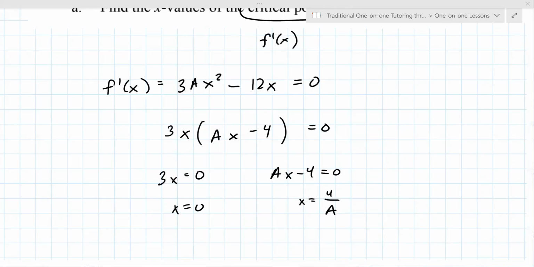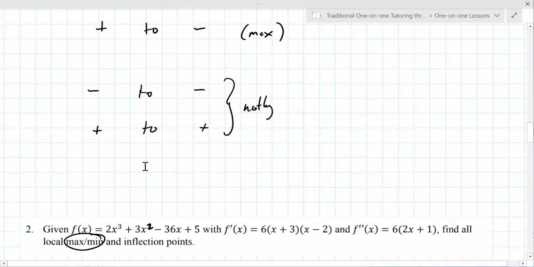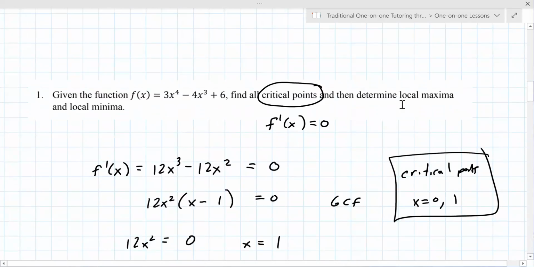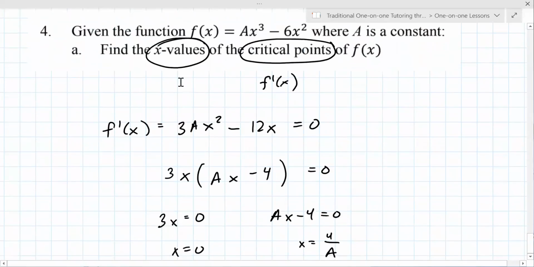And this one's much more clear. It says just find the x values, whereas in the earlier problems it says determine local max and local minimum. That to me suggests you need both x and y, but we didn't do that. But when it says just the x value, which it does down here in 4a, then we just do that.